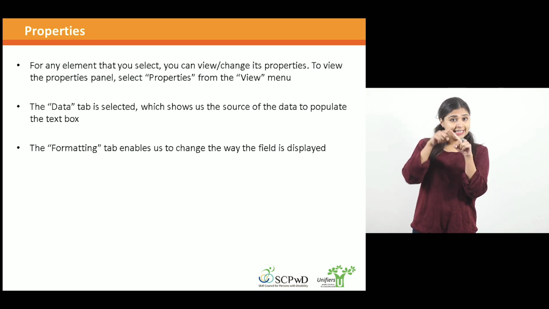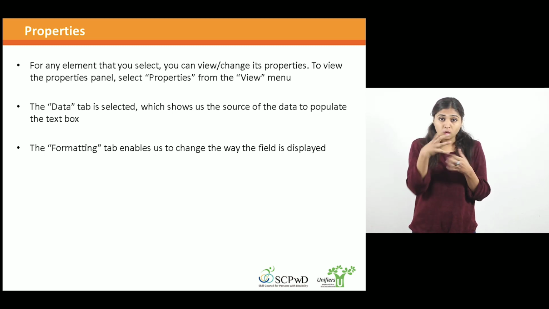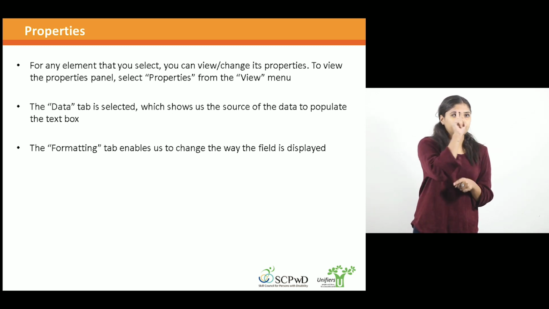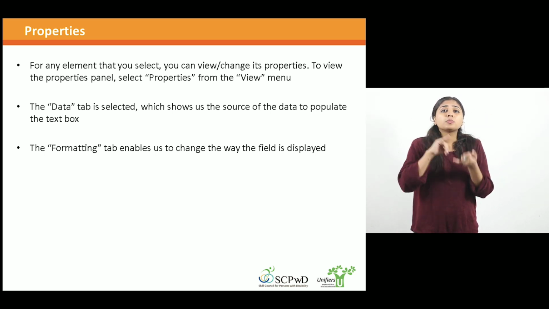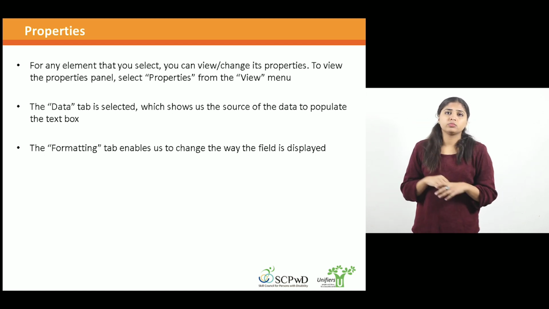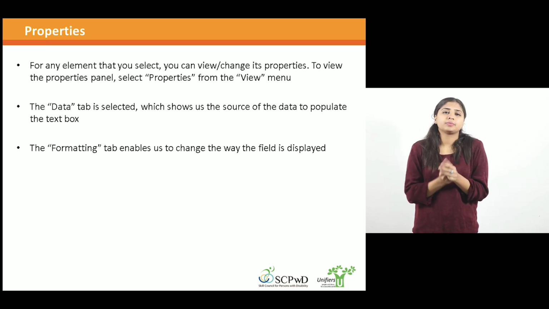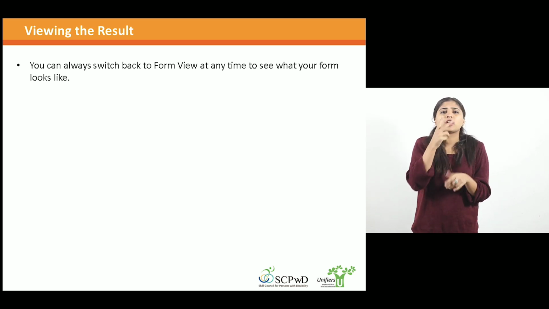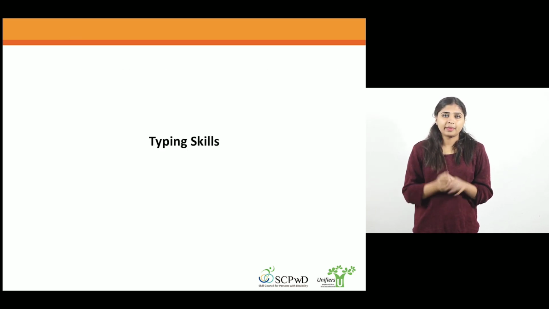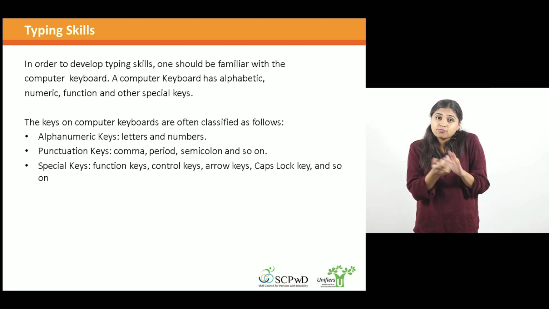Properties. For any element that you select, you can view and change its properties. To view the Properties panel, select Properties from the View menu. The Data tab is selected, which shows us the source of the data to populate the text box. The Formatting tab enables us to change the way the field is displayed. Viewing the result. You can always switch back to the form view at any time to see what your form looks like.